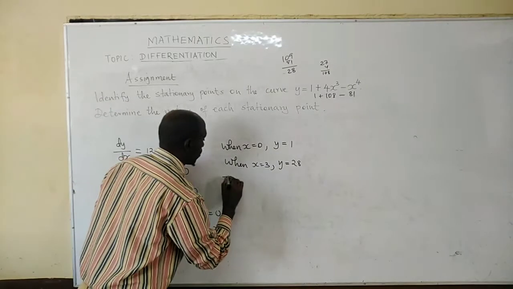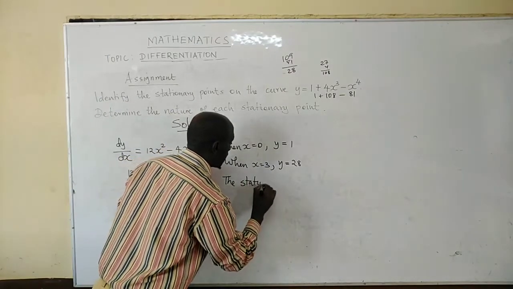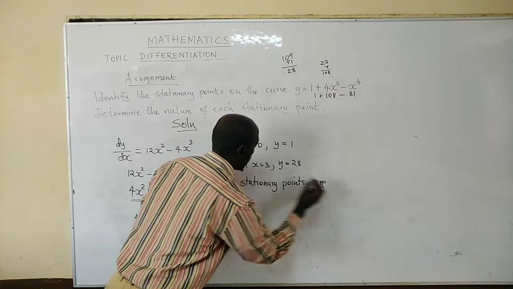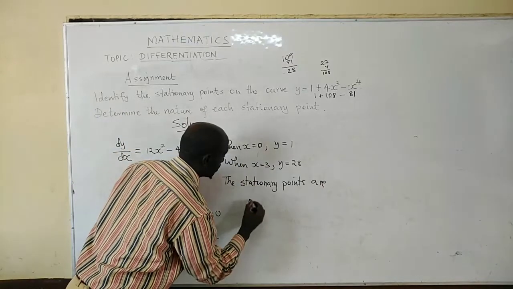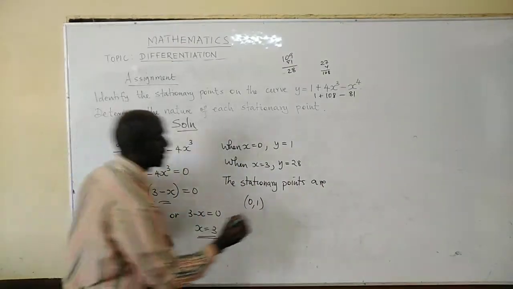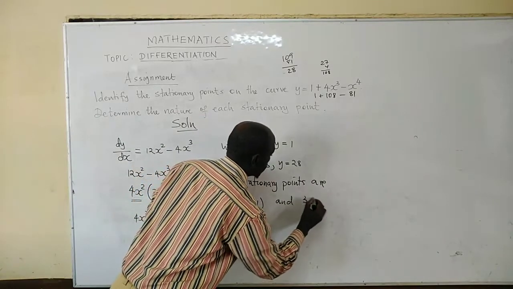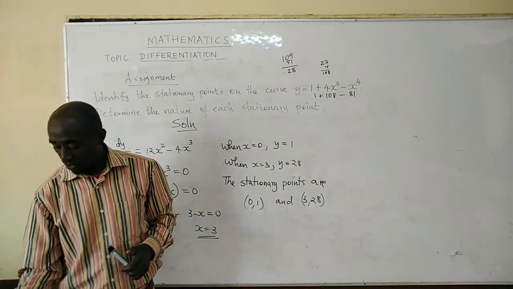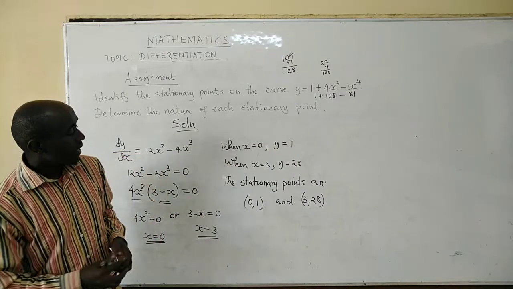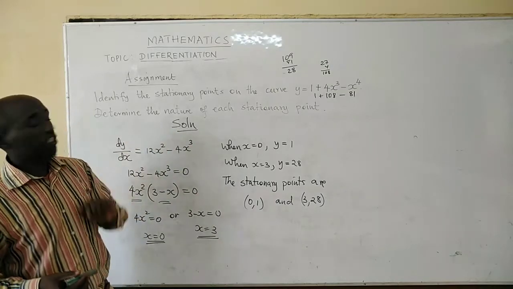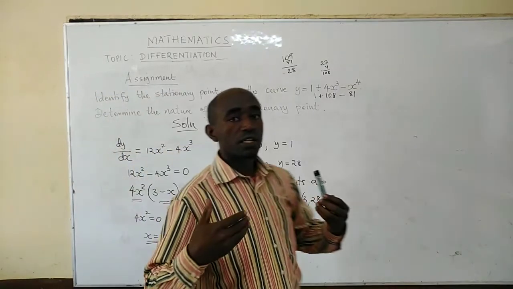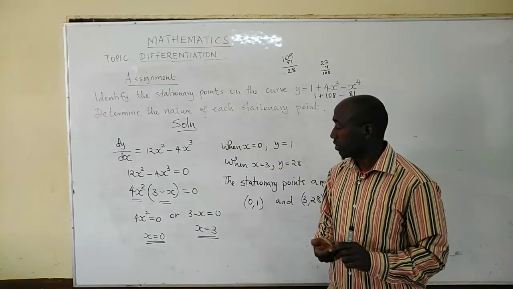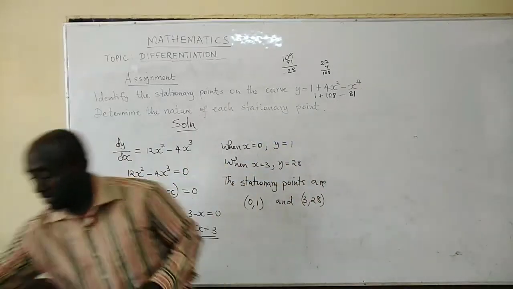So it means the stationary points are: the first one is 0, 1. The other one is 3, 28. Those are the stationary points, 0, 1 and 3, 28. Then you determine the nature. To determine the nature means you find out whether they are maximum points or minimum points or points of inflection. So quickly let us determine their nature.